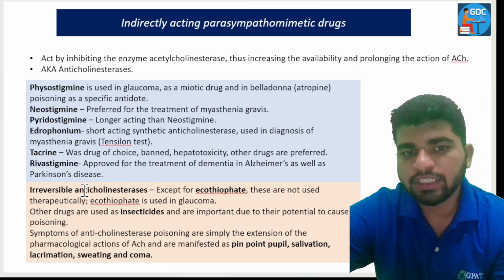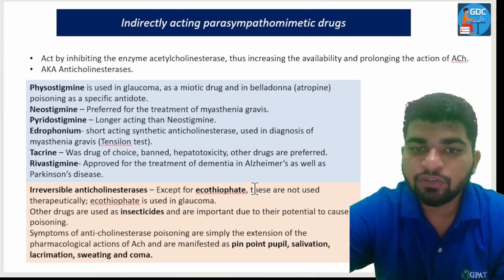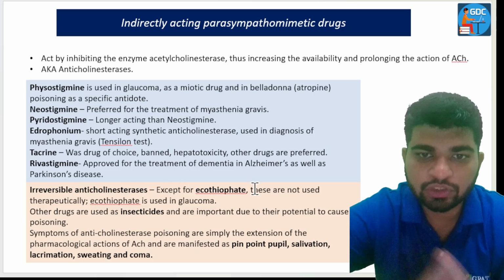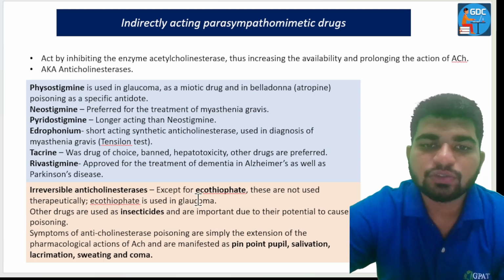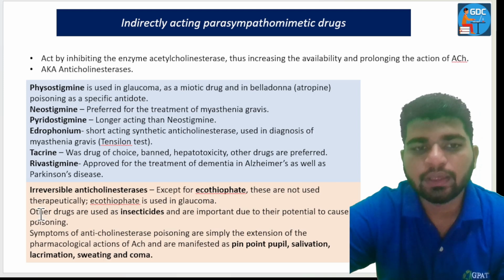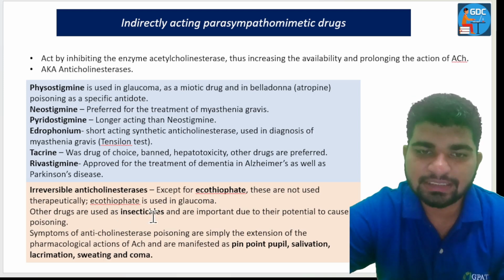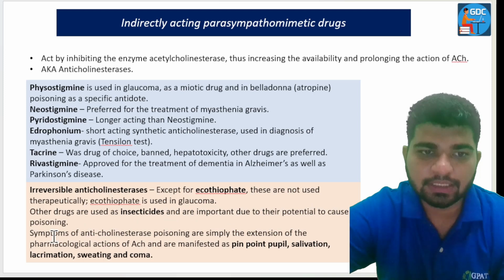Now let's move towards the irreversible anticholinesterases. Except ecothiopate, as I've told you before, these are not used therapeutically. Ecothiopate is used in glaucoma. I have told you this in the classification part. The other drugs are used as insecticides and are important because of their potential to cause poisoning.